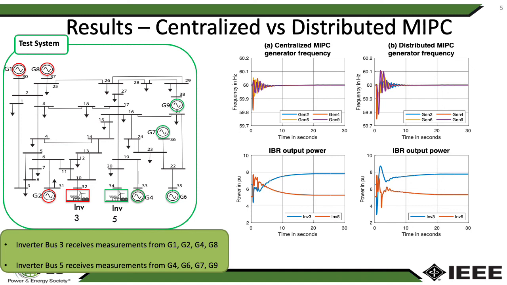In conclusion, from the results, we see that the algorithm is effective in enabling multiple inverters to provide frequency control support in both a centralized and distributed control structure. For future work, we would look into the optimal placement of these inverters in the network to best provide frequency control services. Thank you.